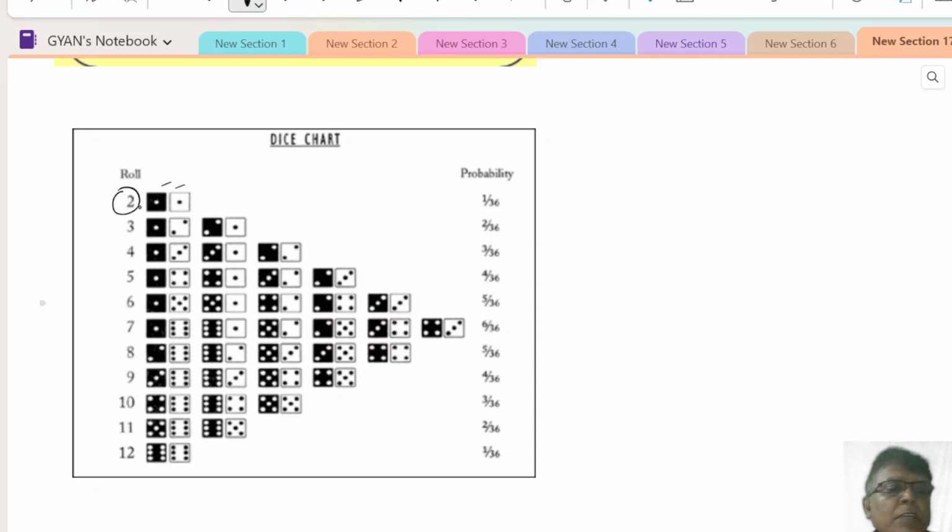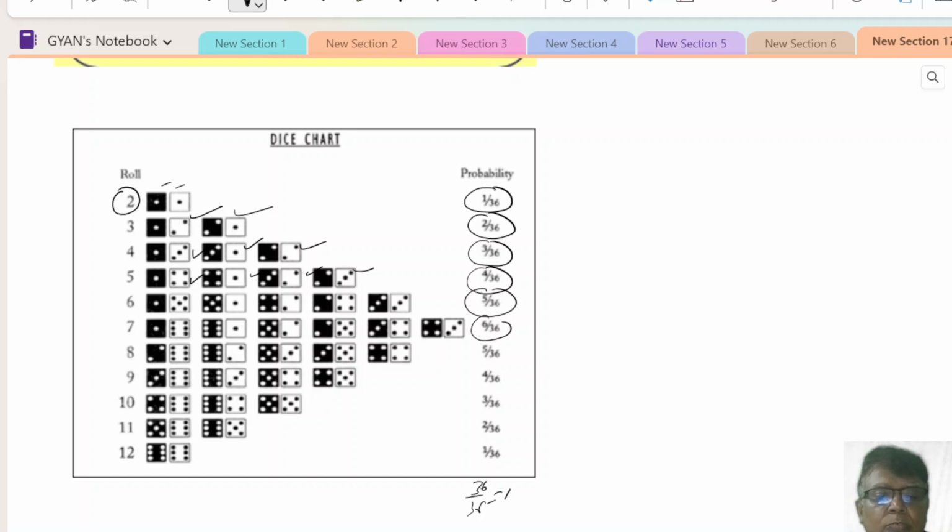Like suppose 1 comes, then 2. Can 2 come by any other method? No, 2 cannot come by any other method. 3 comes by 1 and 2 or 2 and 1, so 3 comes by 2 outcomes. Similarly 4 comes by 3 outcomes, 5 comes by 4 outcomes, 6 similarly. So what will be the probability of this? The probability will be 1 by 36, then 2 by 36, 3 by 36, 4 by 36, 5 by 36, 6 by 36, and if you add it, that will be 36 by 36, which is equal to 1.